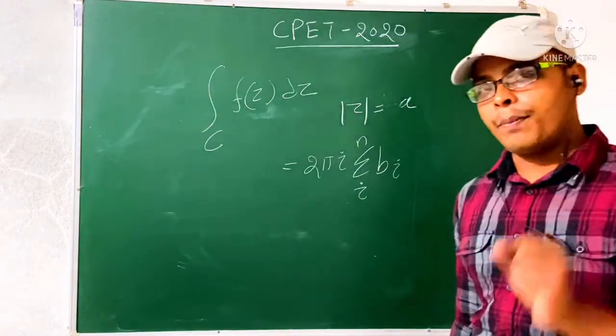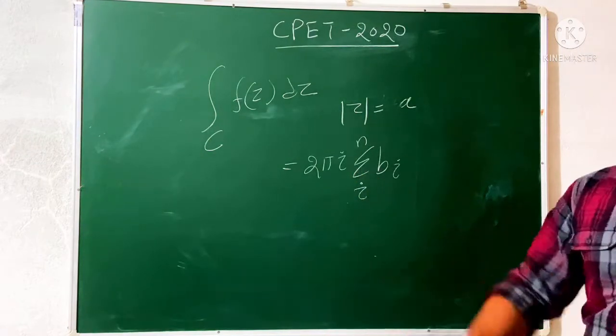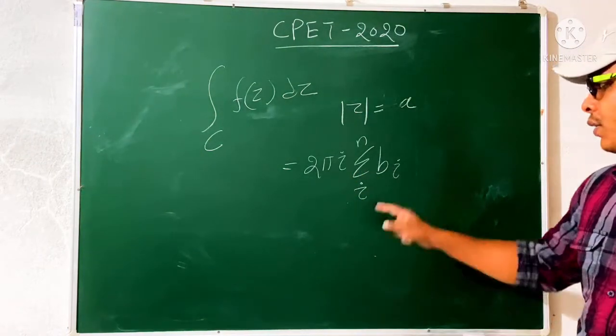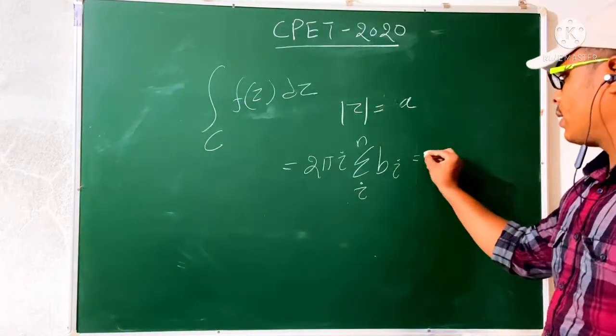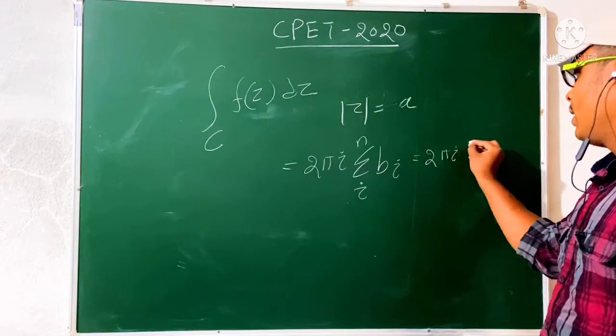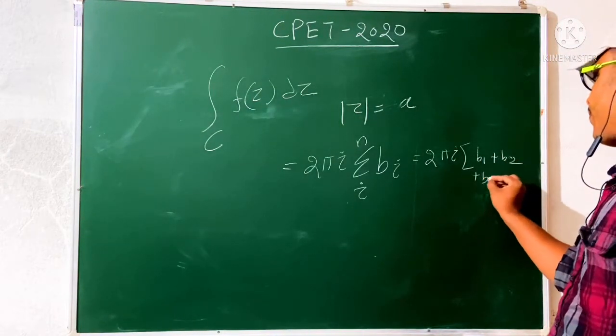If you don't know the complex number, then read it. So, 2 pi i into bi. But there are various formulas to find this bi, because this is the residue. That means this is nothing but 2 pi i into b1 plus b2 plus b3.